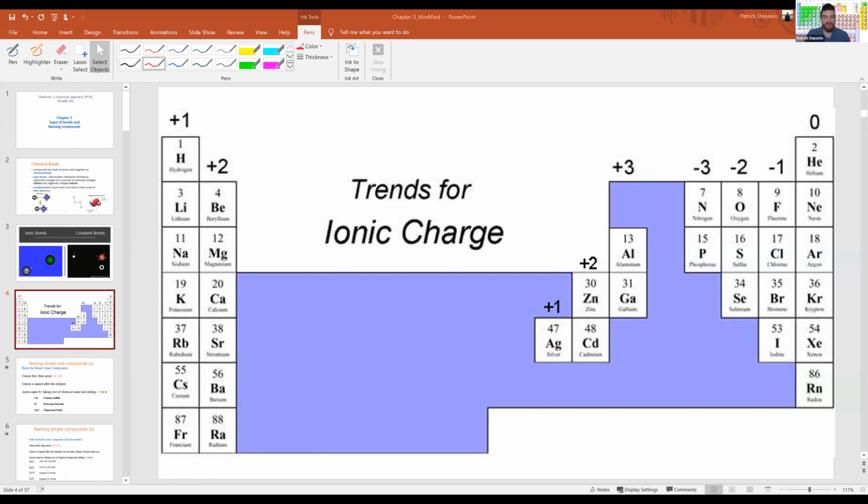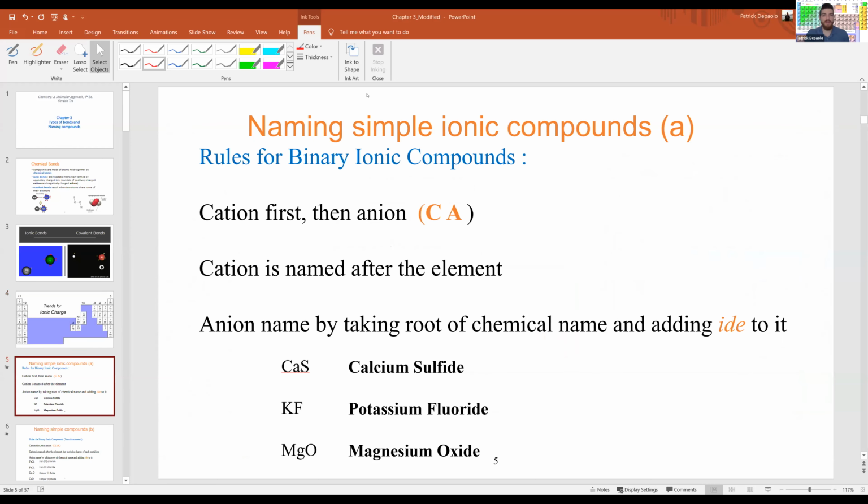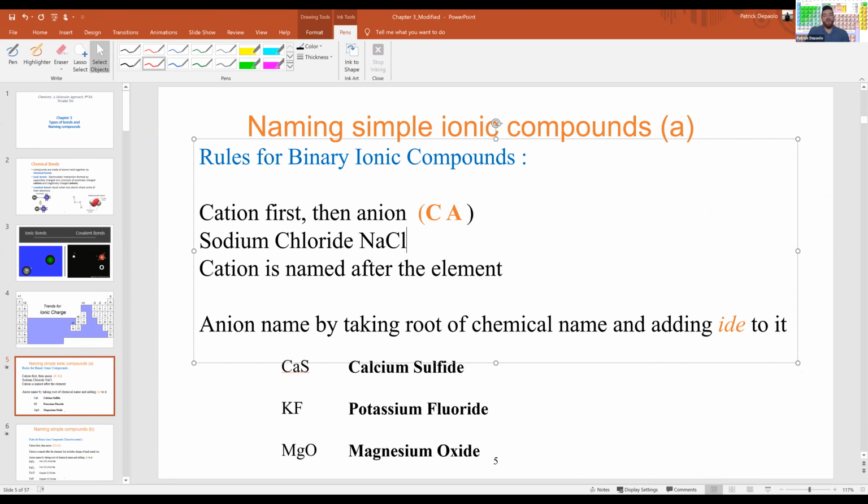No? Okay. All right, let's get into naming. We'll start out with the simple ionic compounds. The easiest way to learn this is by example. Let's use an easy one. I'm going to write down sodium chloride. That's our always best go-to. It's NaCl, and we know that. Why is it NaCl? Why is it sodium chloride?